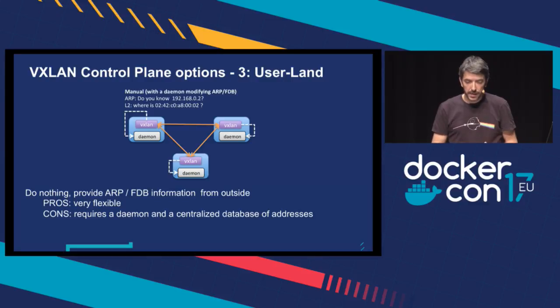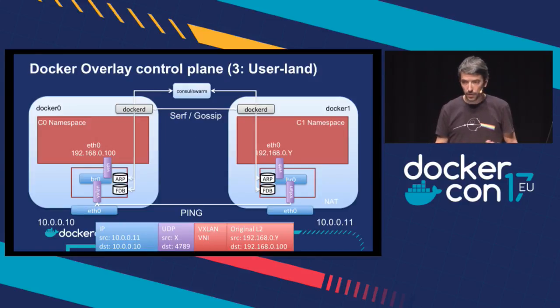The third option is very different. Basically you tell VXLAN not to do anything, and this is what I did in my demo. And what you do is provide all this information using a userland daemon. So in this example, you see that the daemon is responsible for populating ARP information and forwarding database information. This is very flexible, but it requires a daemon, and it requires you to write software to do that.